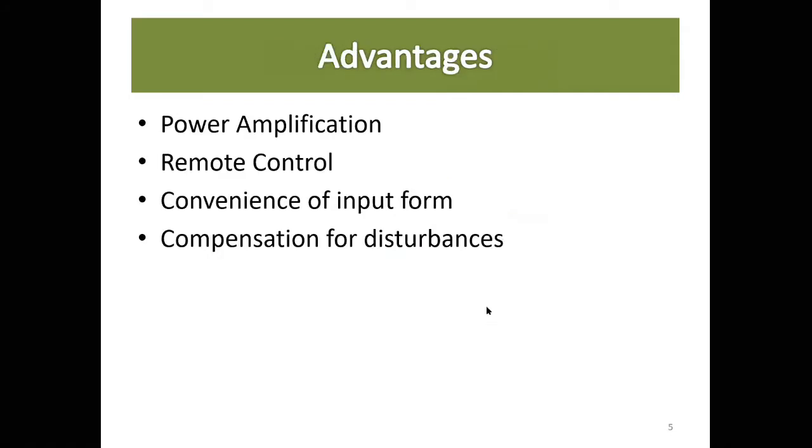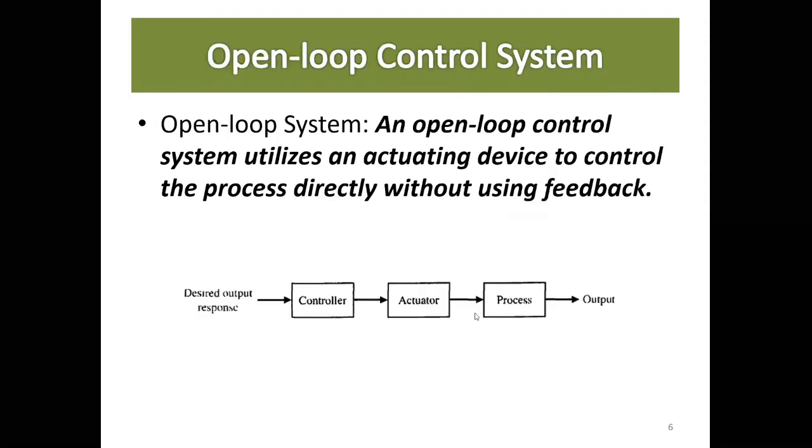Some advantages of a control system are power amplification, remote control, convenience of input form, and compensation for disturbances. These are the advantages of a control system. And it is the example of an open loop control system. An open loop control system does not have any feedback. That is the main difference between the open loop and the closed loop control system.